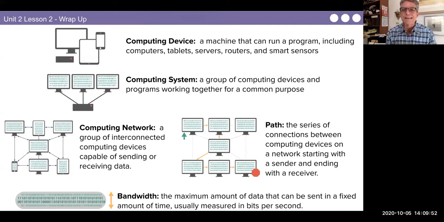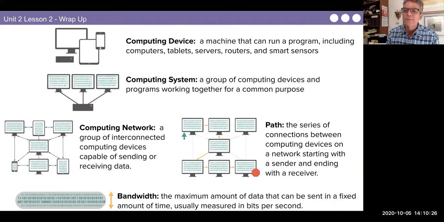A computing system is a group of computing devices and programs working together for a common purpose, to solve some calculation. A computing network is a group of interconnected computing devices capable of sending or receiving data. So that seems to be the big difference between a computing network and a computing system. A system cannot send or receive data. A network can.